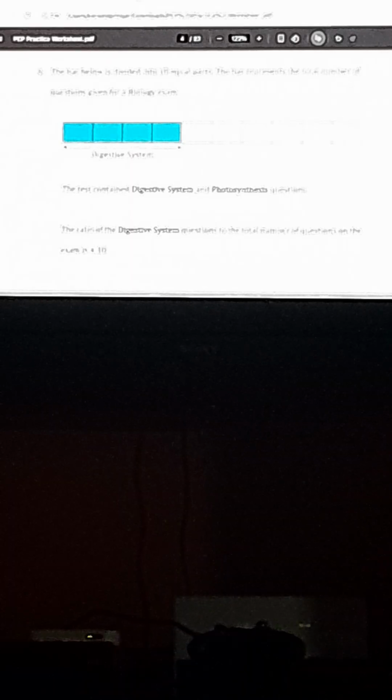the test contains digestive system and photosynthesis. Oh, so we have 1, 2, 3, 4, 5, 6, 7, 8, 9, 10 questions.